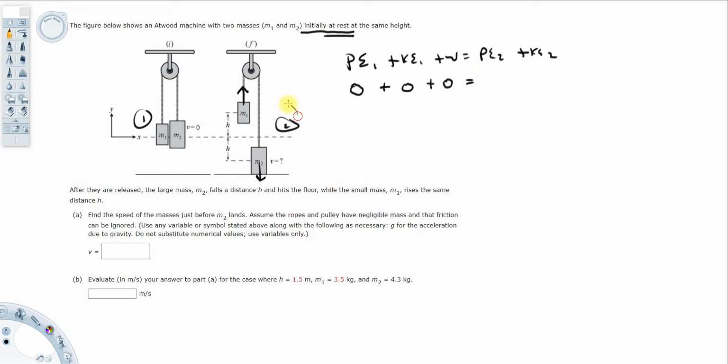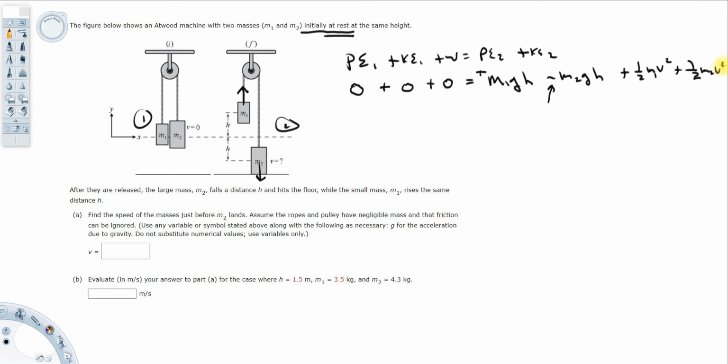Okay, PE2, so now we're looking over here. Mass 1 has a potential energy equal to M1GH, and that potential energy is positive because mass 1 is above our datum. Mass 2 has a potential energy of minus M2GH, and this one is negative because mass 2 is a distance h below the datum.